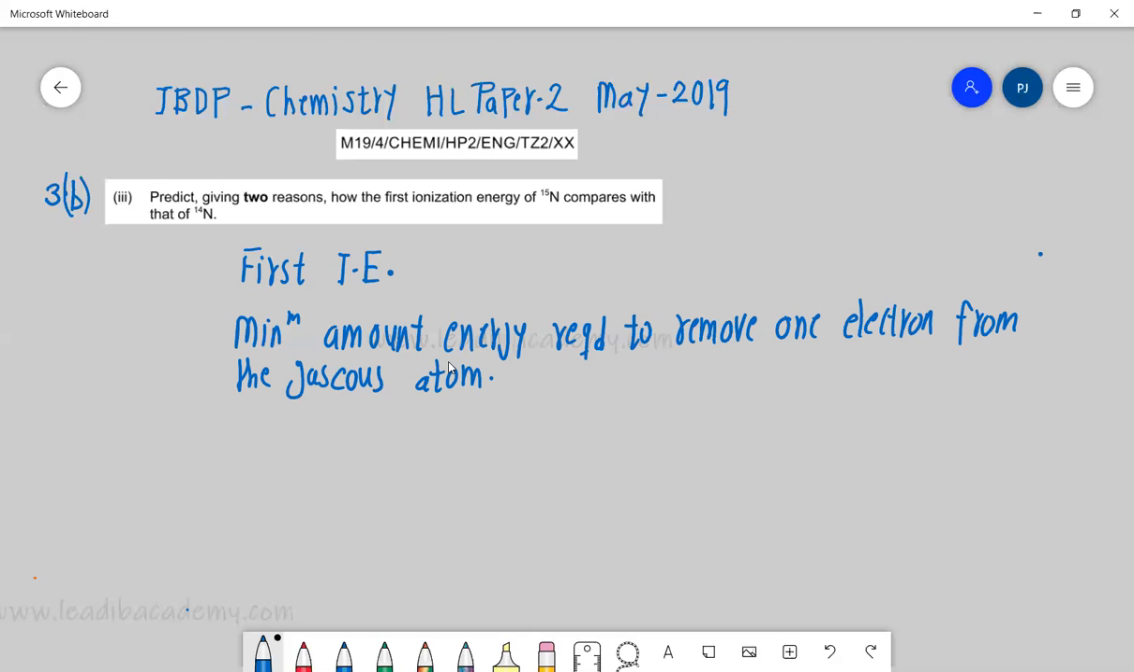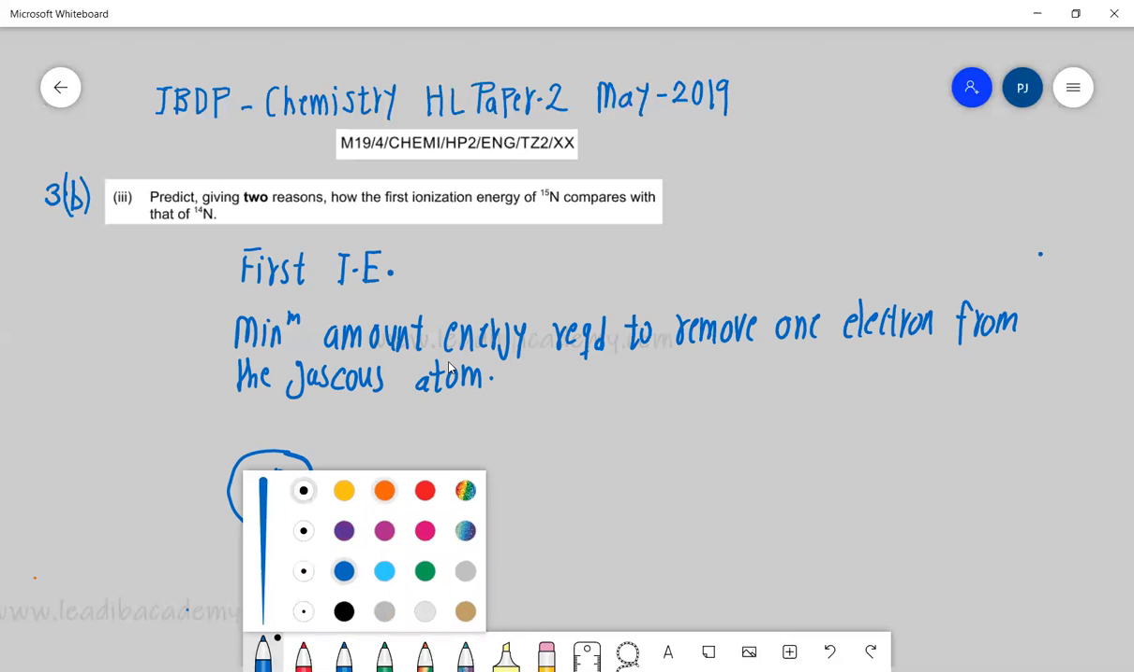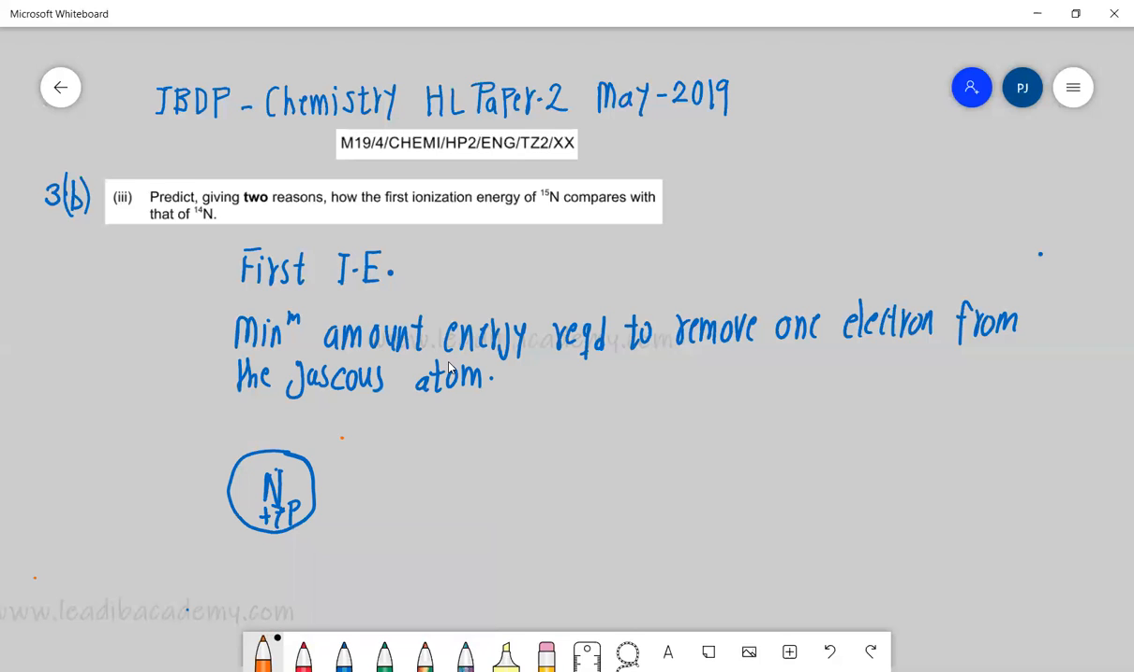So let's analyze with this definition. What does it mean? Let's say there is a N14. So obviously, what will be the nucleus? It will have plus 7 protons, and there are going to be 7 neutrons, which are neutral. And outside, obviously, there are going to be 7 negatively charged electrons. Okay, this is for the N14 scenario.